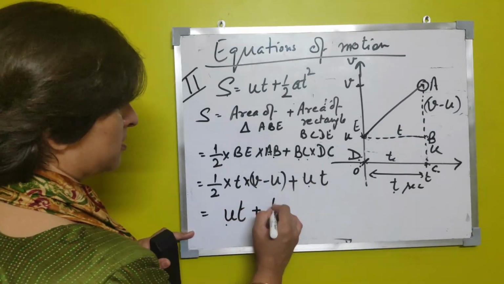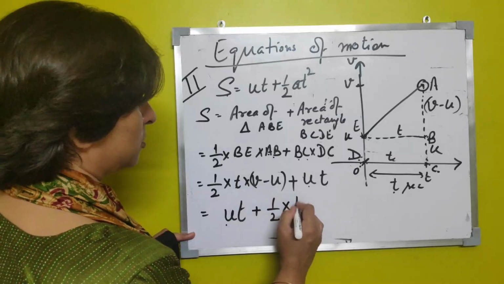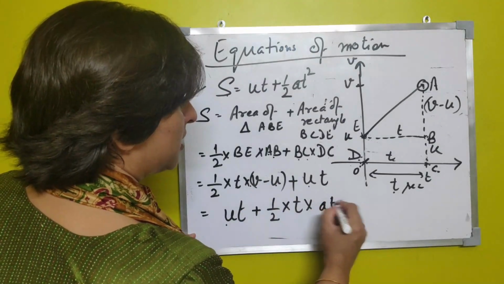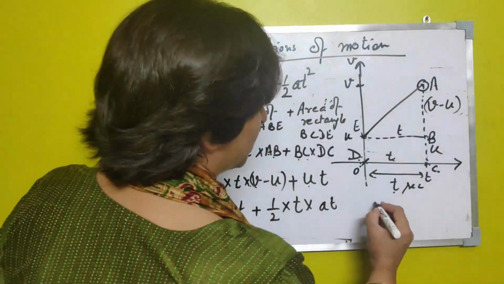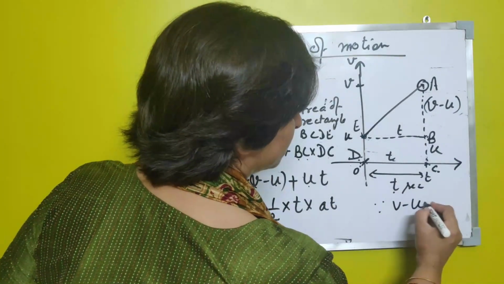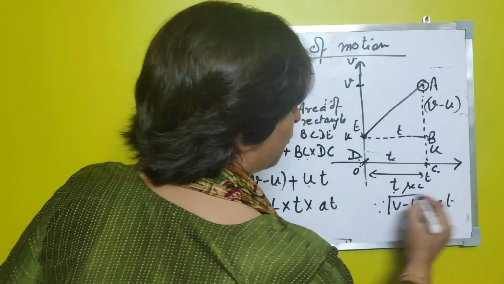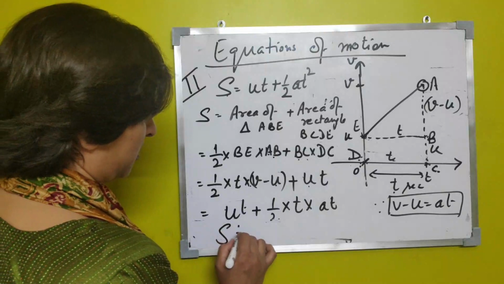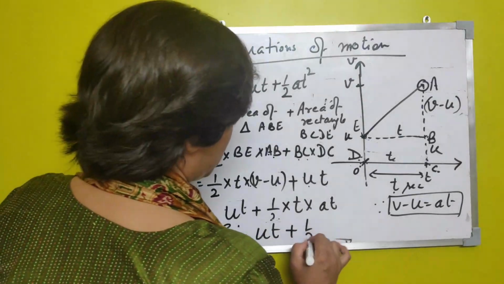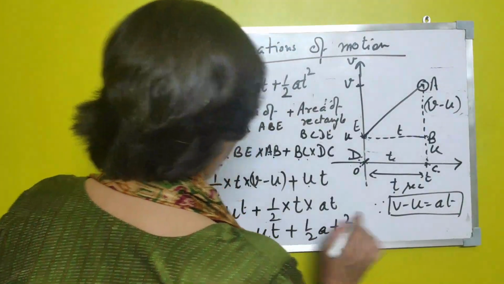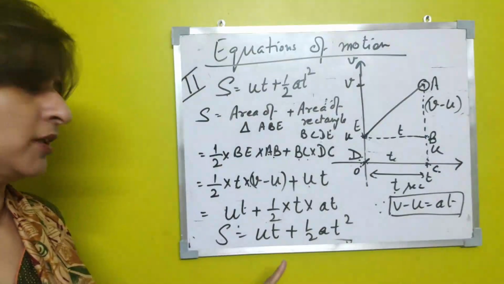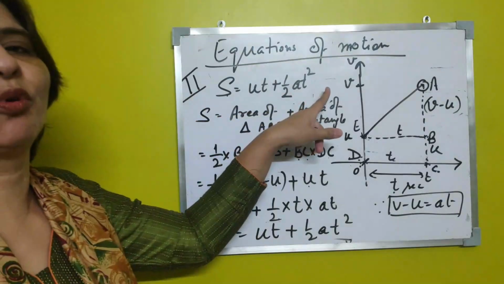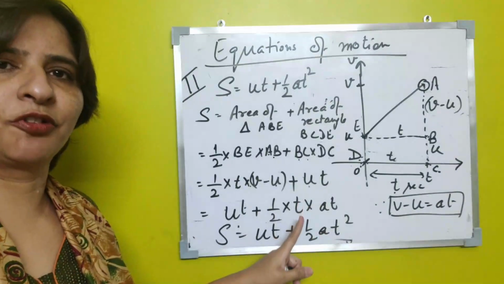Right? So we can just jumble them. ut plus half into t into v minus u, which is at from the first equation of motion. This is known to us. So we can say s is ut plus half at square. Fine. So this is the second equation of motion. So here we have related these physical quantities using the second equation of motion.